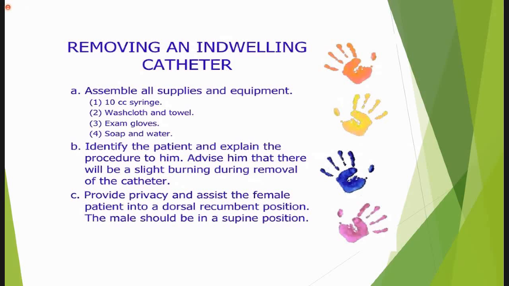Removing an indwelling catheter. Assemble all supplies and equipment. First, the syringe, washcloths and towels, clean gloves, soap and water. Identify the patient, explain the procedure, and advise him that there will be a slight burning during removal of the catheter. Provide privacy and assist the female patient into a dorsal recumbent position, and the male should be in a supine position. Which position in a male patient? Supine position.